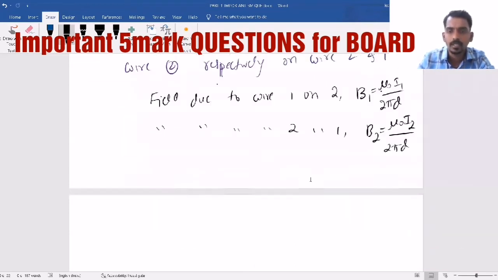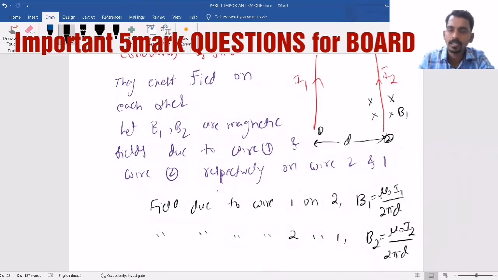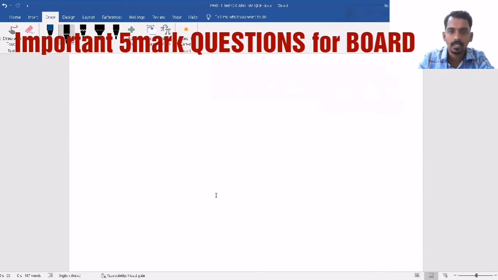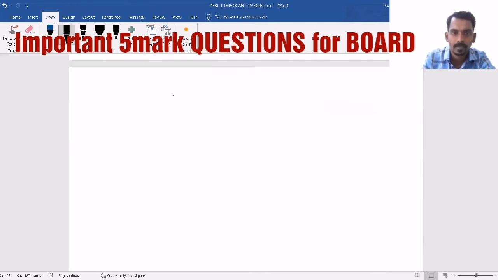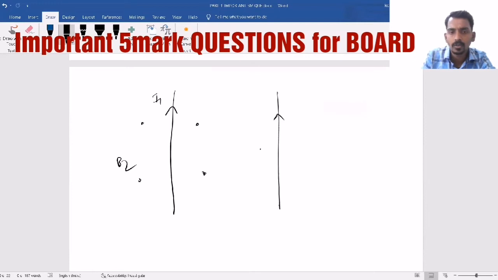Now next thing, when you consider the direction of B2, that is outward. So here the direction of B2 on the first wire is outward. Now if you take the scenario, it will be like this. See, now wire 1 is in the presence of the field due to wire 2, that is B2 outward. Wire 2 is in the presence of the field due to wire 1, that is B1, that is inward. Now there is a force on the first wire due to field B2. There is a force on the second wire due to field B1.